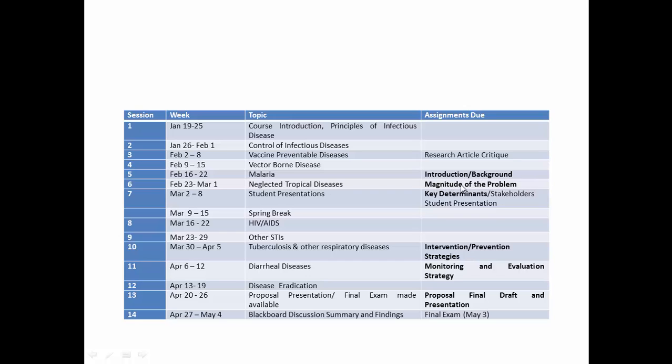Then the following week, your magnitude of the problem will be due, and then the following week after that, the key determinants. You will have a couple of weeks then to work on the intervention and strategies, because that's the biggest part. And then the following week, we'll have the monitoring and evaluation strategy. The second to last week of class, your proposal will be due and submitted again either in Blackboard or email to me if you're having trouble with that.